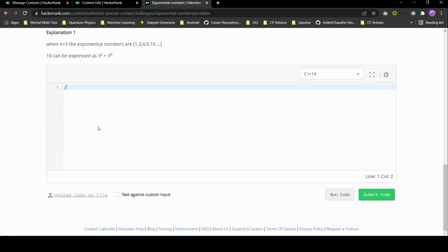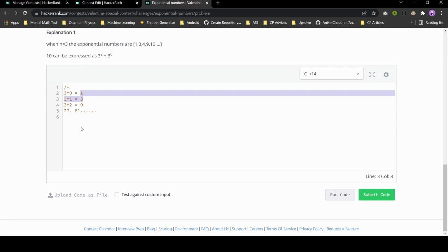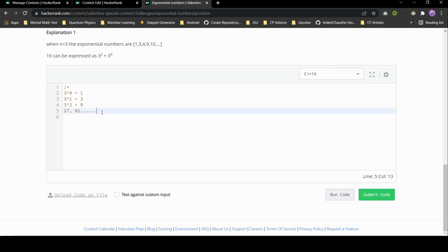Okay, so let's see, we can have 3 power 0 equals 1, then 3 power 1 is 3, 3 power 2 is 9, and so on, like 27, 81, and so on. So what the question says is that we can add some of these values. So like we can add 1 and 3, 1 and 9, or in different combinations. So let's try out what all values we can get.